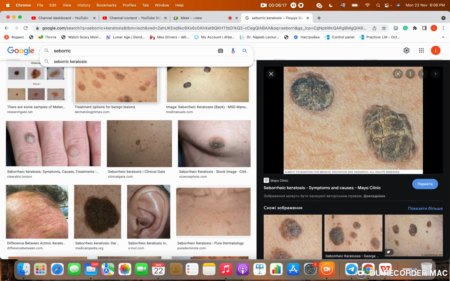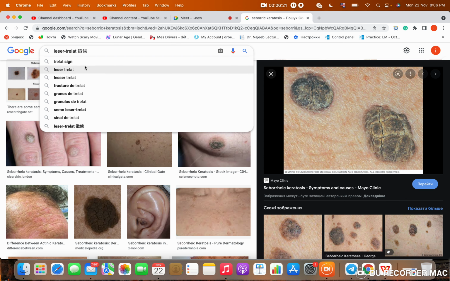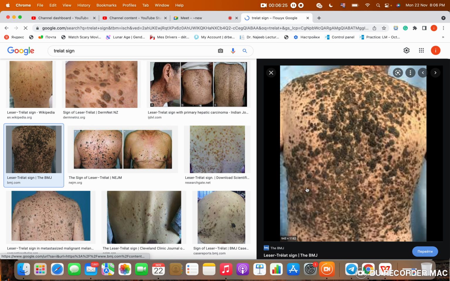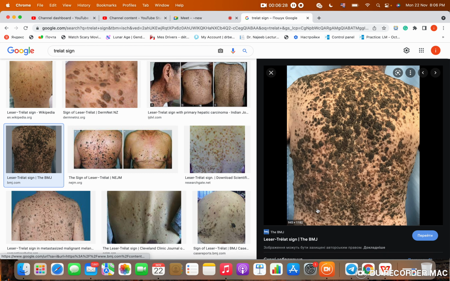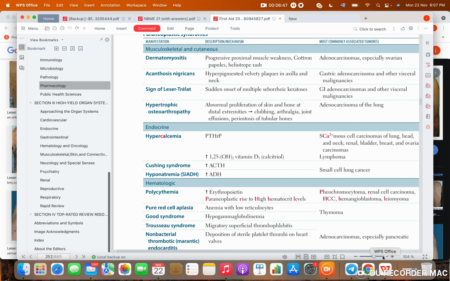But if within a few days you had hundreds of them all over your back, something like this, that occurred in the matter of a week, that's cancer, okay? That's gastric cancer, and this is a paraneoplastic syndrome, okay? Yeah, so this is a Leser-Trélat sign, which is due to gastric cancer.